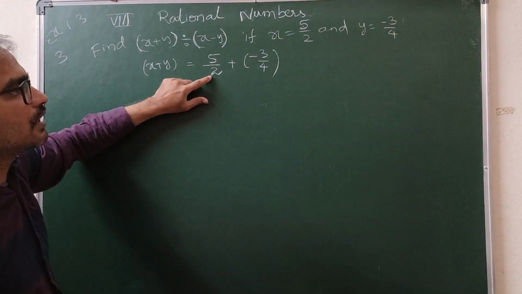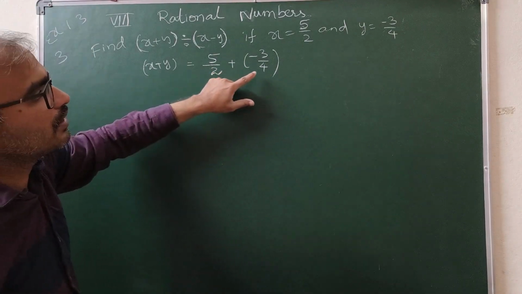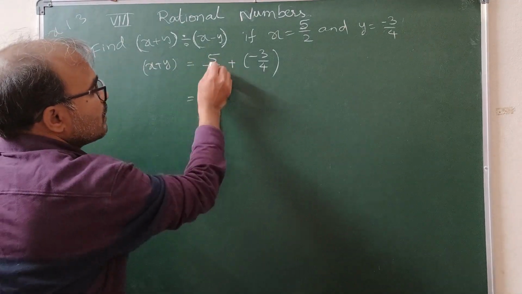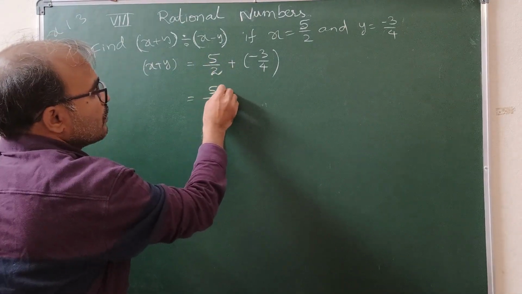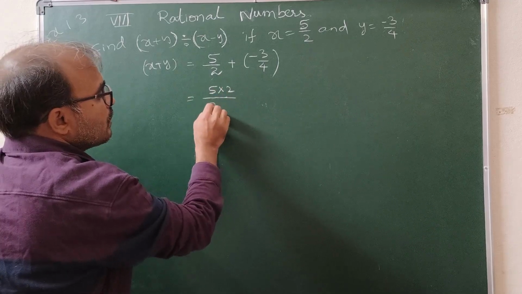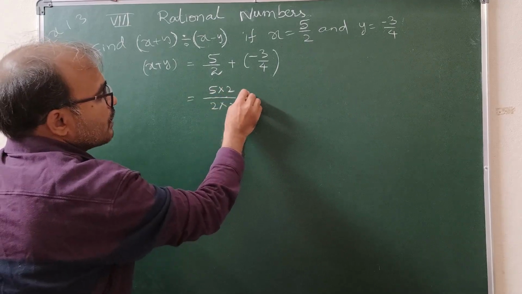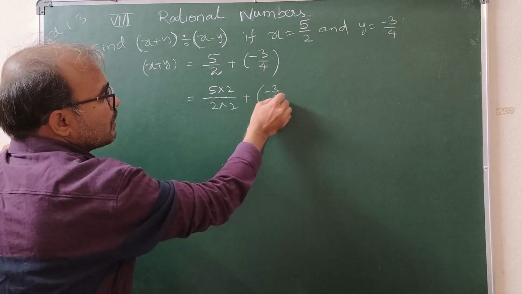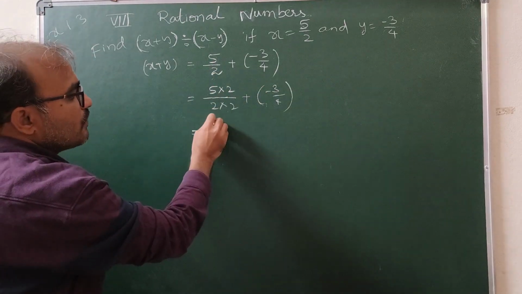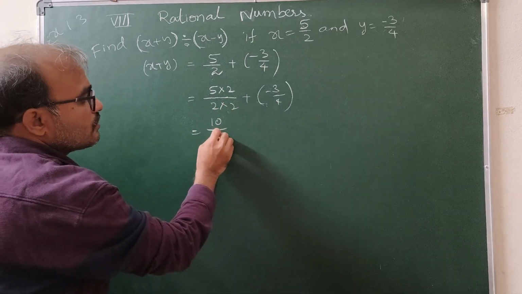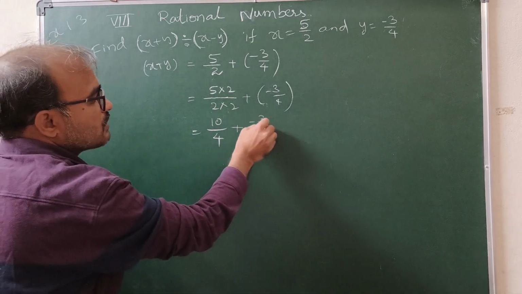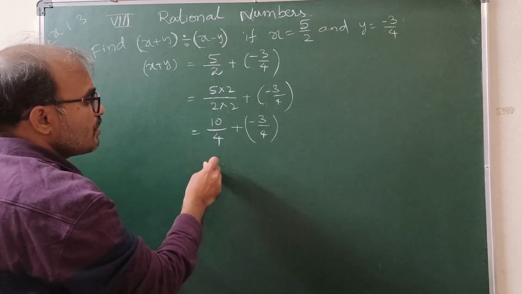Here the denominators are not the same. Here the denominator is 2, so we can make the denominator 4. We can calculate the equivalent fraction of 5 by 2 by multiplying numerator 5 and denominator 2 by 2. So we are calculating the equivalent fraction of 5 by 2 with denominator 4. 5 twos are 10, 2 twos are 4. So 10 by 4 plus minus 3 by 4.